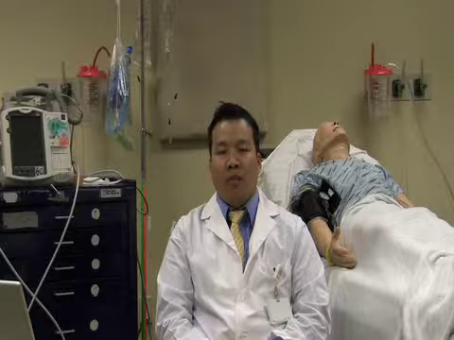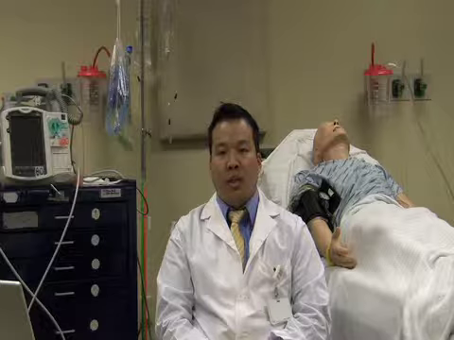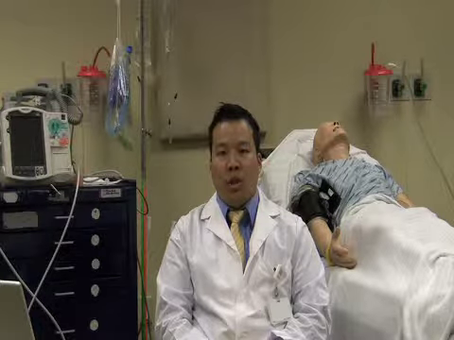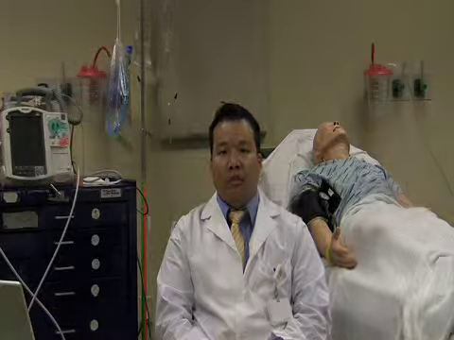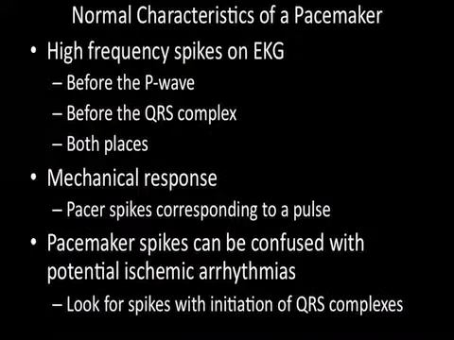For this reason, it is important to look for these pacer spikes and to make sure that they are followed by initiation of a QRS complex. Normal characteristics of a pacemaker include high-frequency spikes on the EKG. They can be seen before the P wave, before the QRS complex, or in both places.